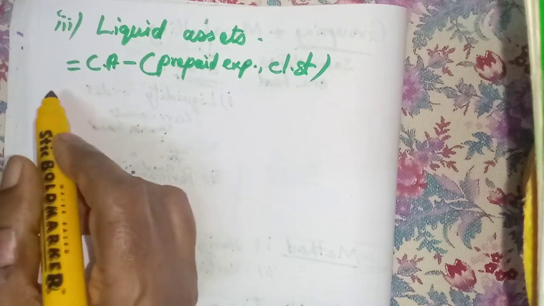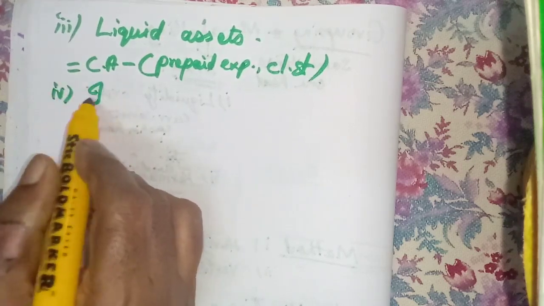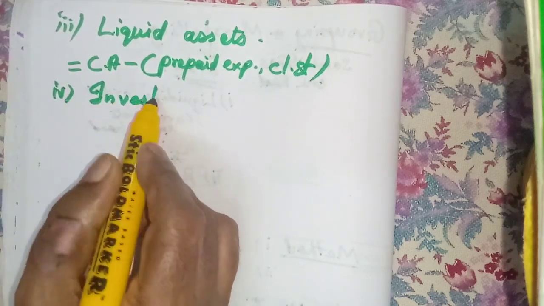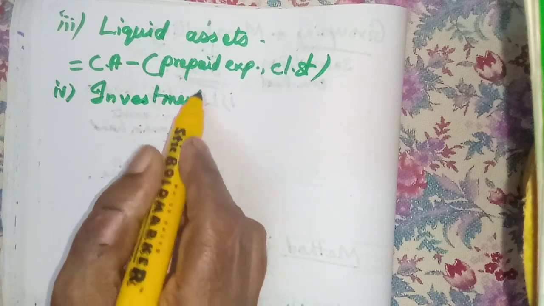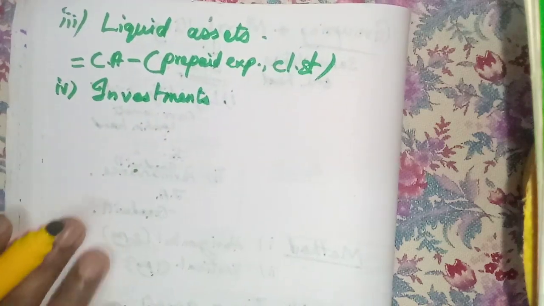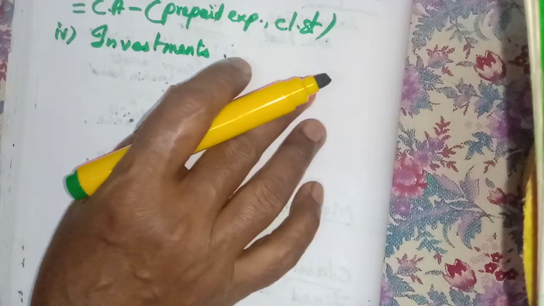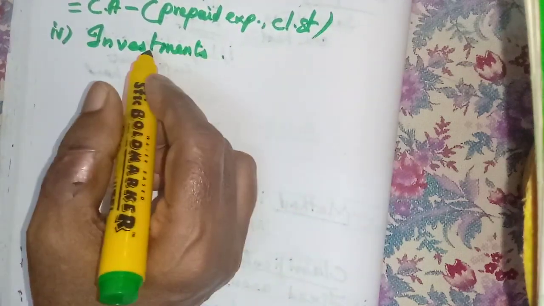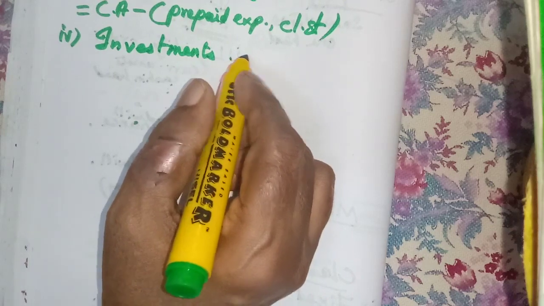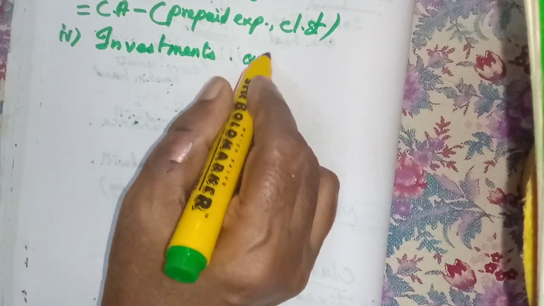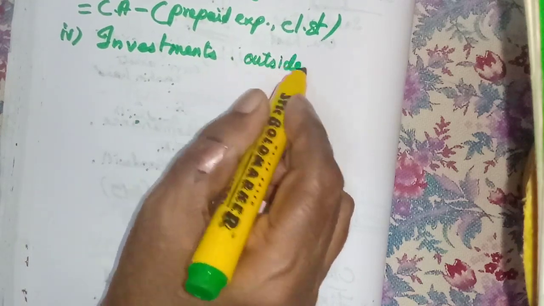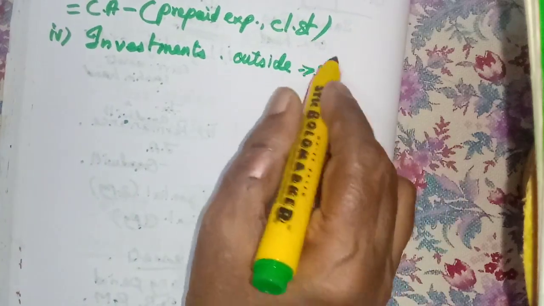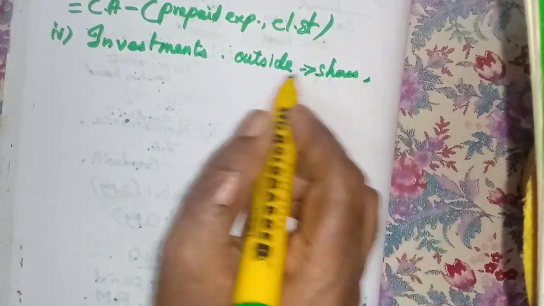Okay, then another one, investments. What is this investment? It is one of the current asset only. So we are learning. It is not an investment asset. Okay, we need to learn what is investment. The business organization may invest money outside the organization in the form of share or debentures.